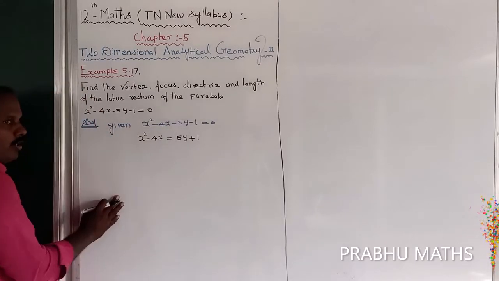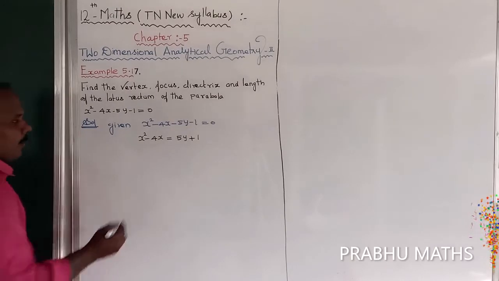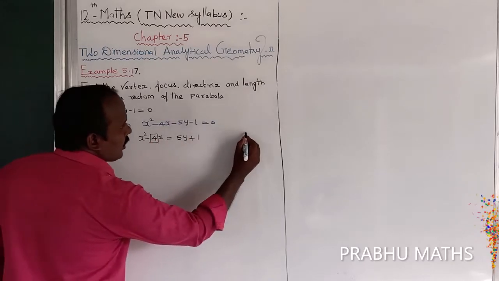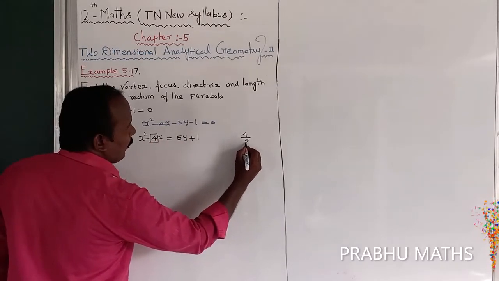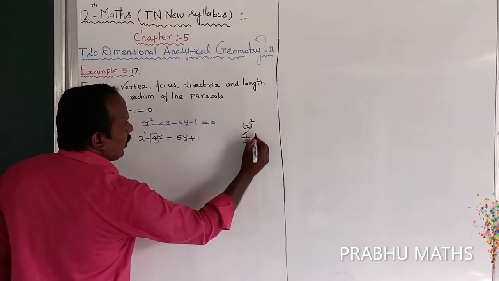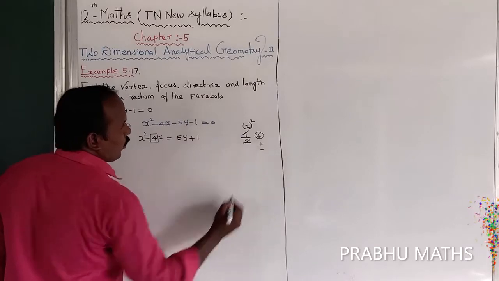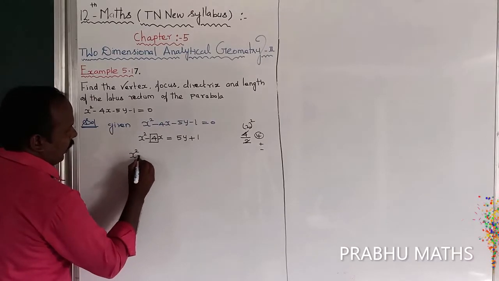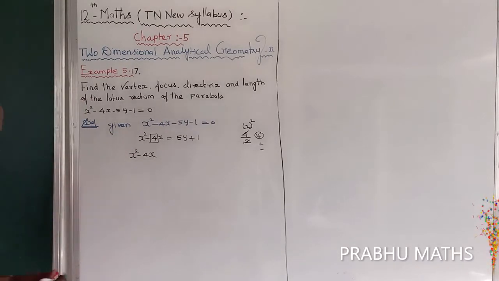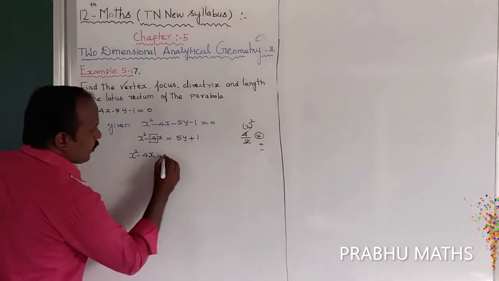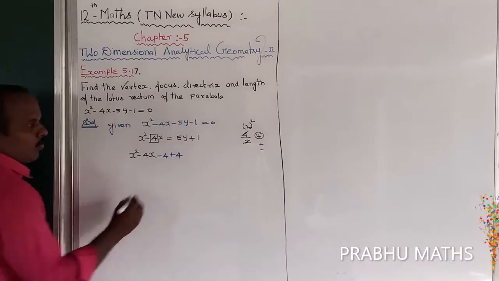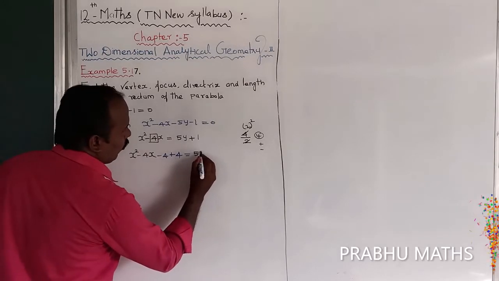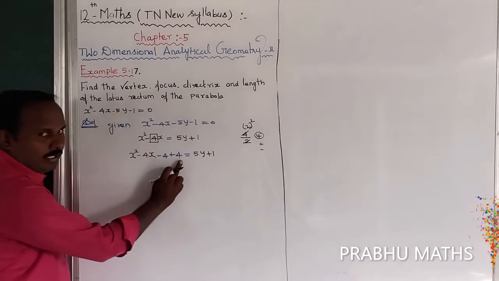Now we convert the left side to a perfect square. Take the coefficient of the x term, 4, divided by 2, which is 2. Squaring it gives 4. So we add 4 and subtract 4. Then x square minus 4x converts to a perfect square. Clear? x square minus 4x plus 4 minus 4 equals 5y plus 1.